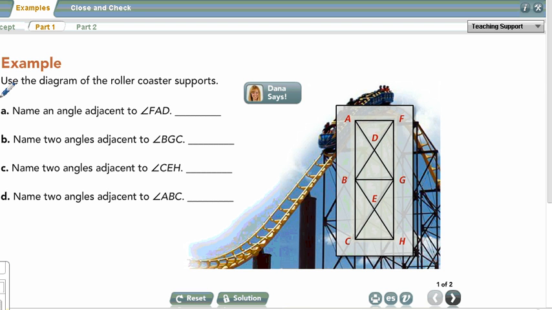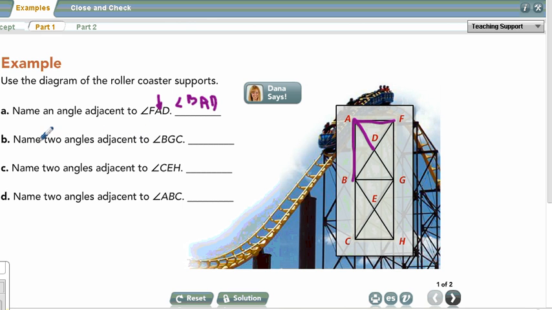So let's go through and look at this. Name an angle adjacent to FAD. So if this is angle FAD, and I know A is the vertex because of the way it's set up, then this is my vertex here. So let's look to see if I can get BAD, and that does share a common vertex, and I share the line AD. So we can say angle BAD is adjacent.